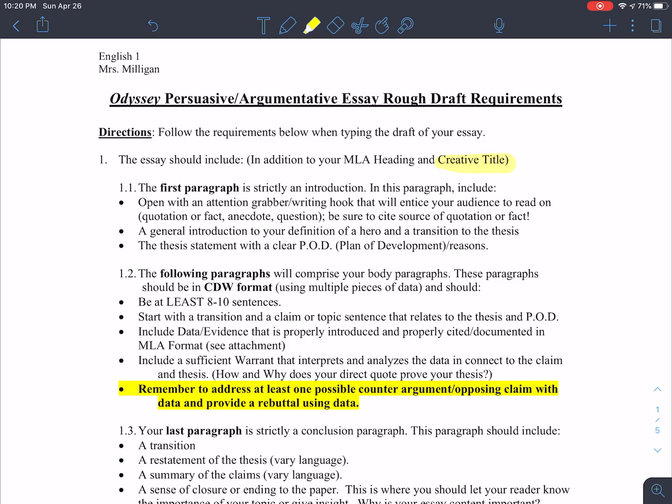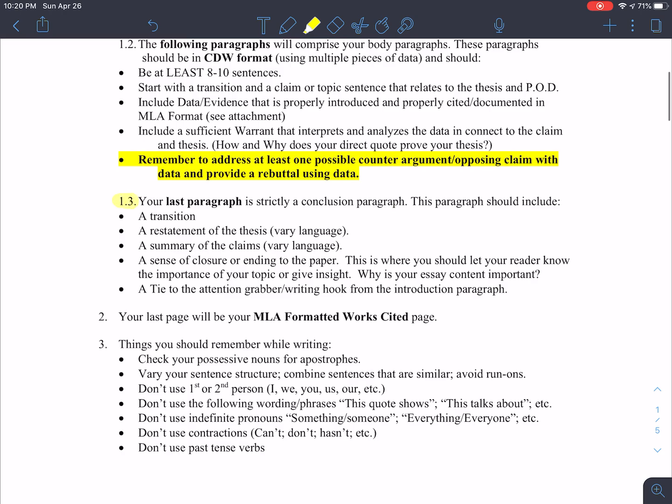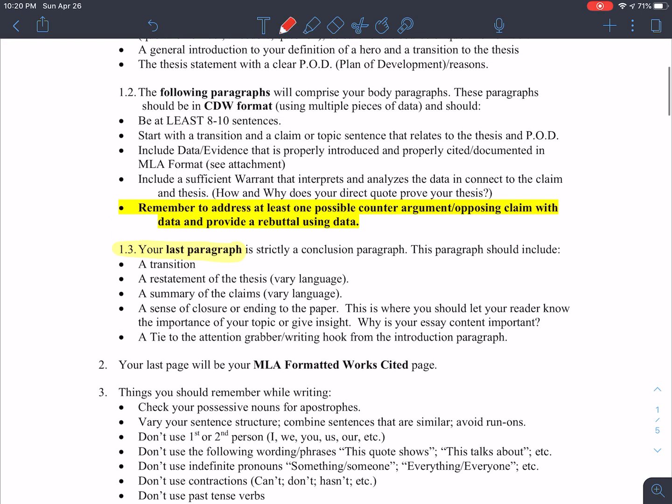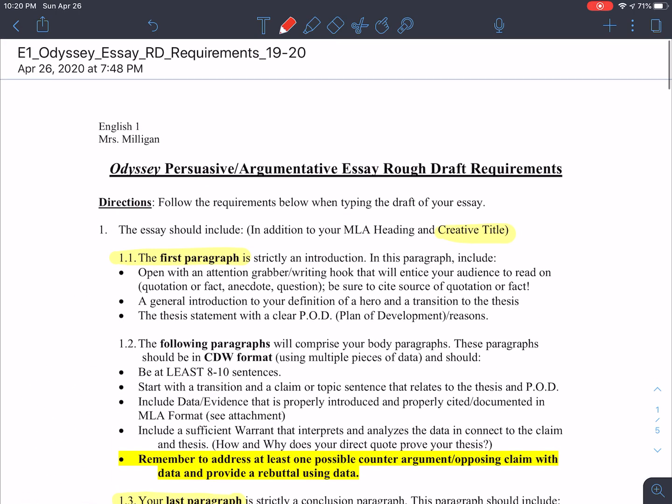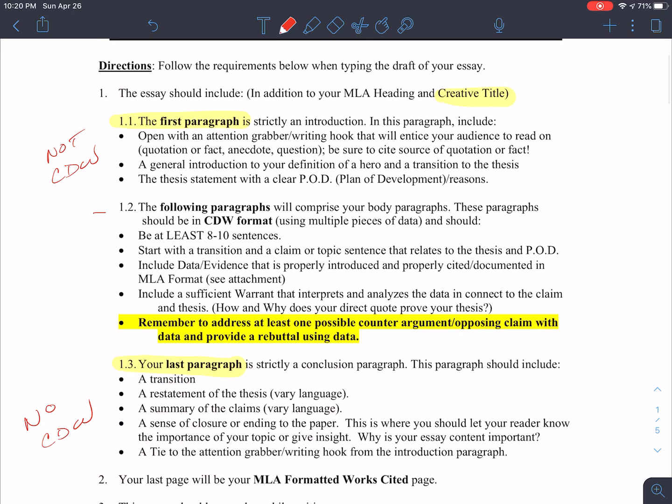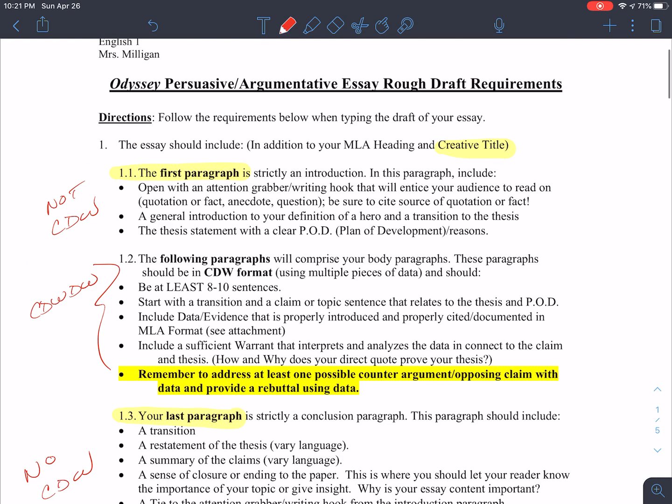Now, I've told you before that the intro paragraph and the conclusion paragraph are not CDW, okay? These are literally just introducing and concluding your essay, but it's the body paragraphs that will definitely be in CDW format, okay? So let's go back to the intro paragraph.